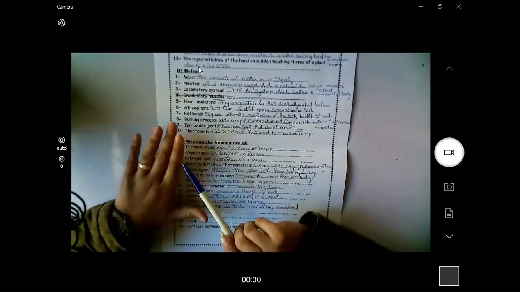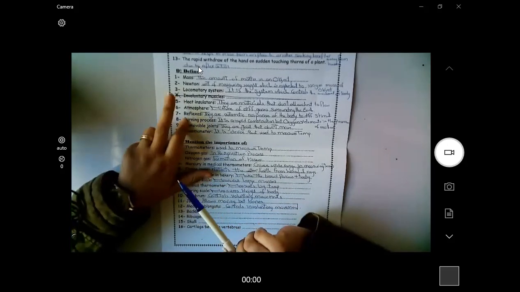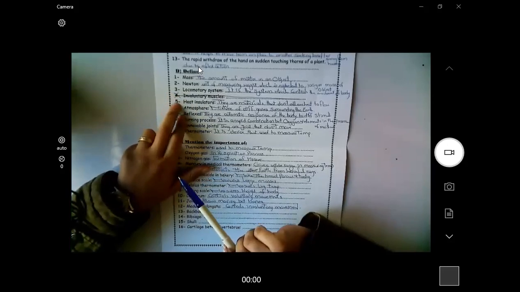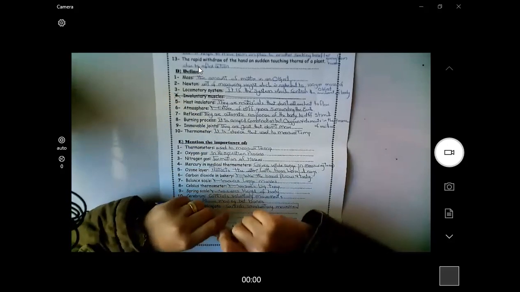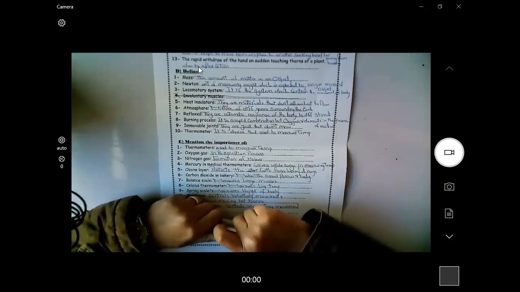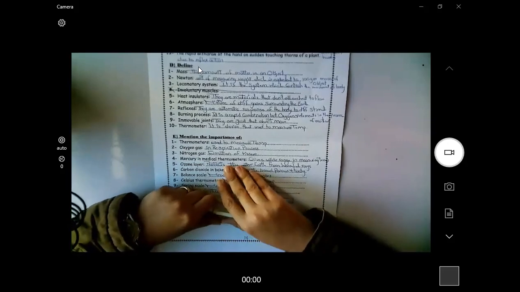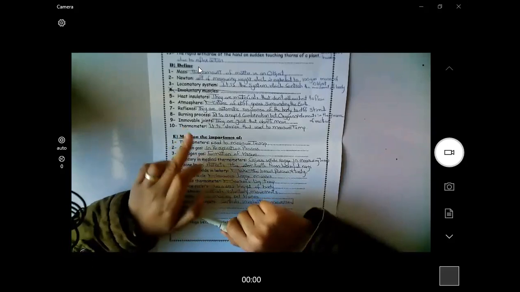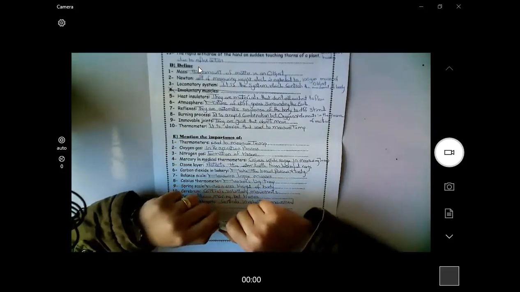Number 4, cross it. Question number 5. Heat insulators. They are materials that don't allow heat to flow. Okay? ماشي. Atmosphere. The atmosphere, it is mixture of different gases surrounding the earth.